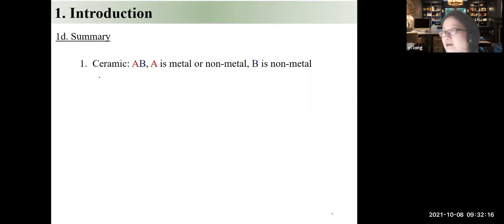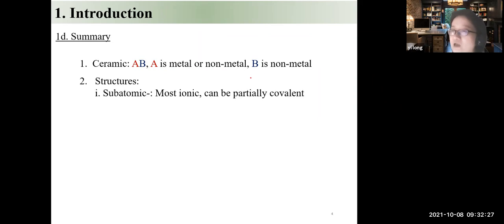So the summary. Ceramic AB: A is metal or non-metal, but B has to be non-metal, which means no matter what, you have to have a non-metal somewhere. This makes it a ceramic. And structure: we said we have 4 different levels. We start from subatomic. Subatomic for this one is mostly ionic and can be partially covalent, because this covalent character, as you will see later, is going to influence the crystal structures.